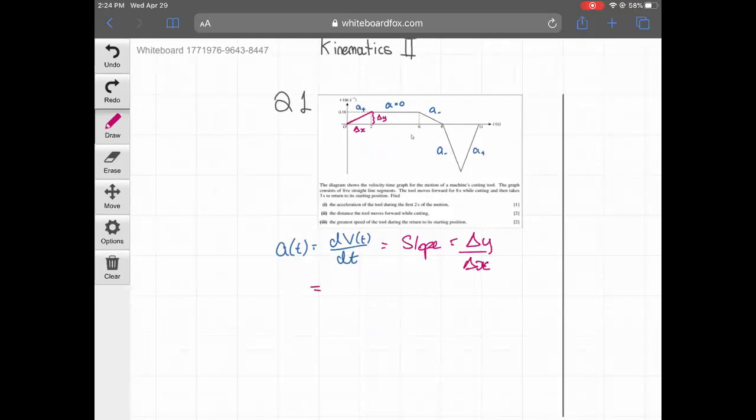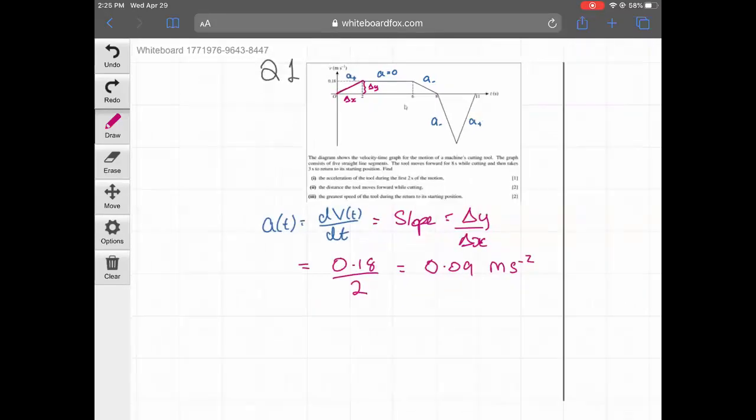Acceleration for the first 2 seconds will be the change in height, 0.18, divided by 2, which would be 0.09. And the velocity is in meters per second and the time's in seconds, so my acceleration will be in meters per second squared. Easy, 1 mark. So that's part 1.